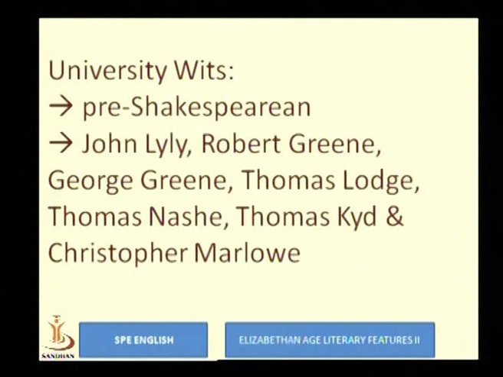You can look on the monitor at the names of these university wits: John Lilly, Robert Greene, George Green, Thomas Lodge, Thomas Nash, Thomas Kidd, and Christopher Marlowe. Try to remember there are 3 Thomases and 2 Greens, so don't get confused. These are the 6 university wits whom you have to remember.